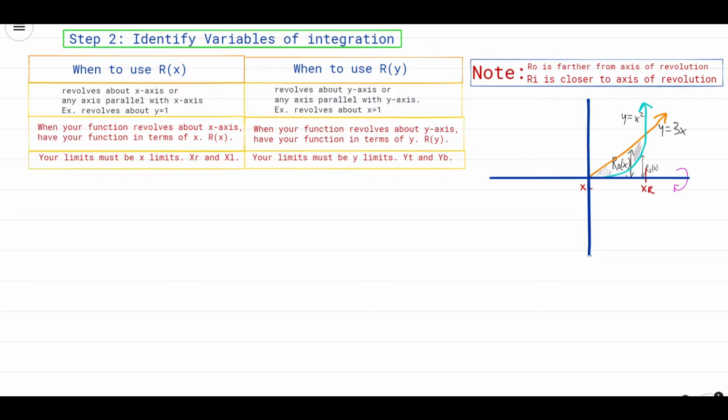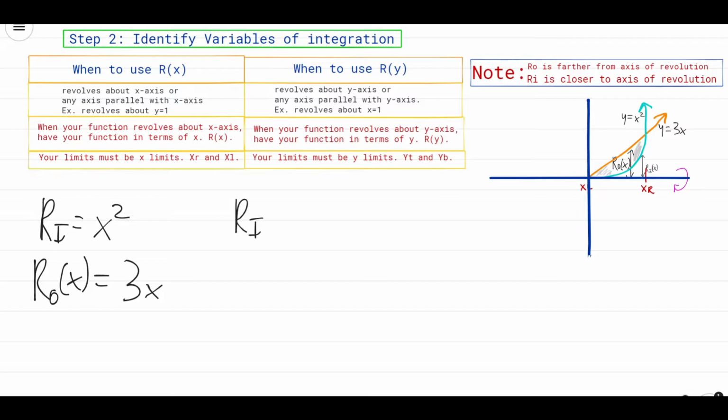So now we're going to identify the variables that we need for our integral. For our integral, we need the bounds of integration, and we need R_O and R_I, R subscript O, R subscript I, as functions of x. The first thing we're going to do is identify our R_I, our inner radius. We can easily see that it's x squared because x squared is closer to the axis of revolution. Thus our R_O is equal to 3x, the line farther from the axis of revolution.